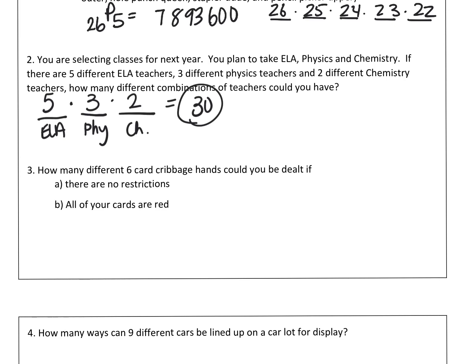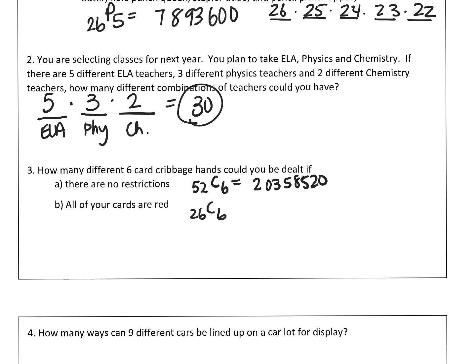Okay, how many different 6-card cribbage hands could you be dealt if A, there are no restrictions? So we have to ask ourselves, does order matter? Does it matter what order the cards come to me? And the answer is no. So this is a combination question. So if I'm dealing from a standard deck of cards, I have 52 cards, and I need to choose any 6 because there's no restrictions, so 52C6 gives me 20,358,520.